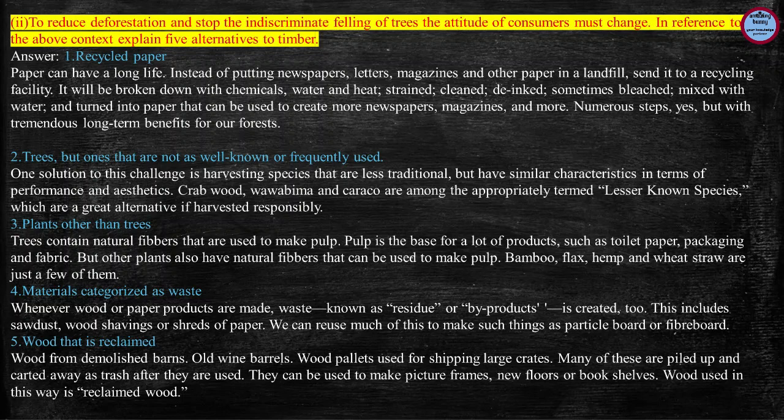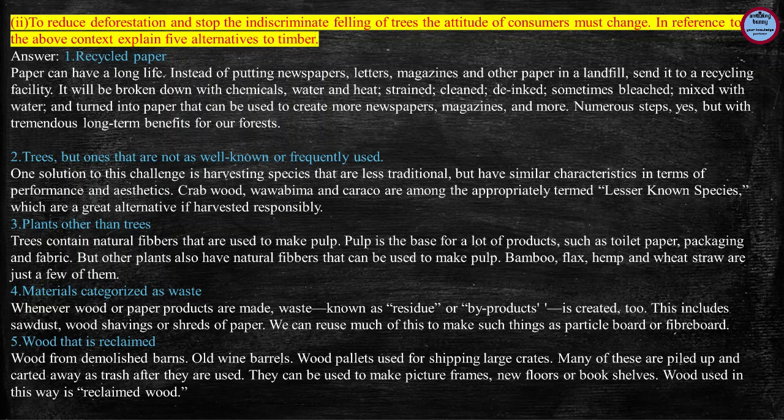One solution to this challenge is harvesting species that are less traditional but have similar characteristics in terms of performance and aesthetics. Crabwood, Bevabima and Carasso are among the appropriately termed lesser known species, which are a great alternative if harvested responsibly. Third way is plants other than trees.